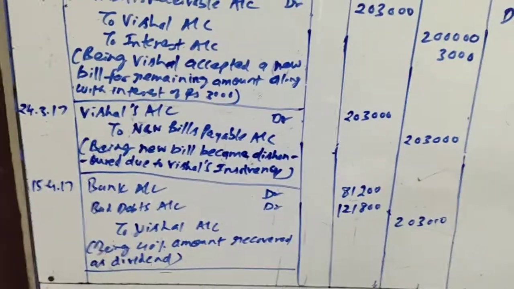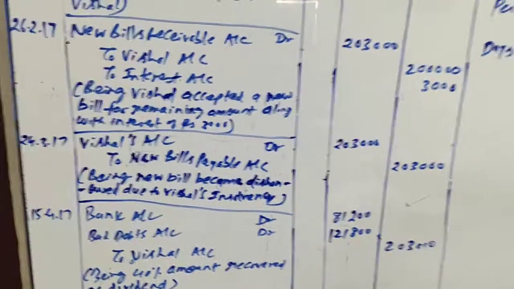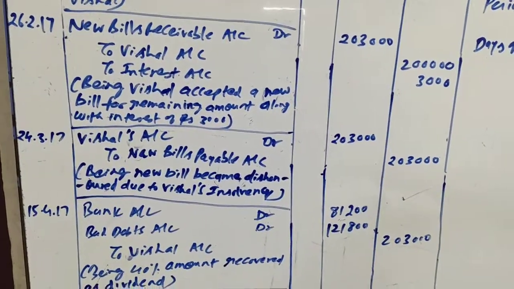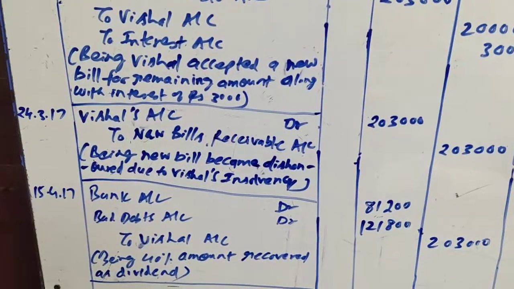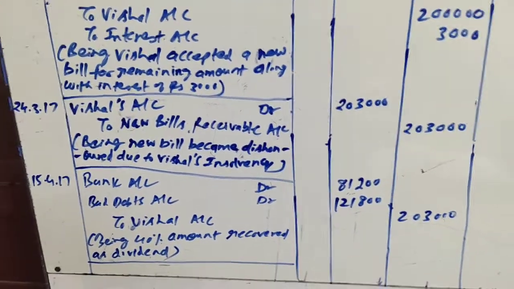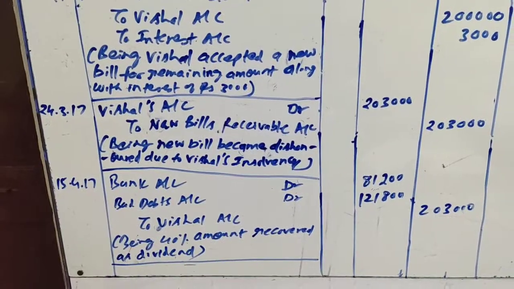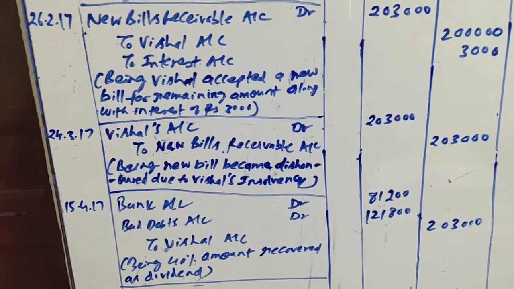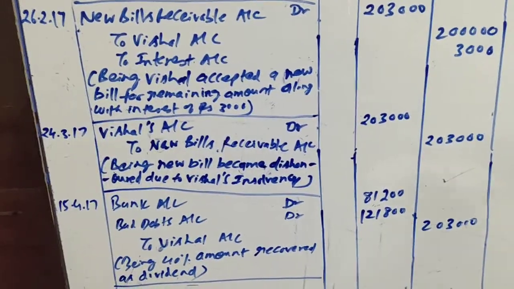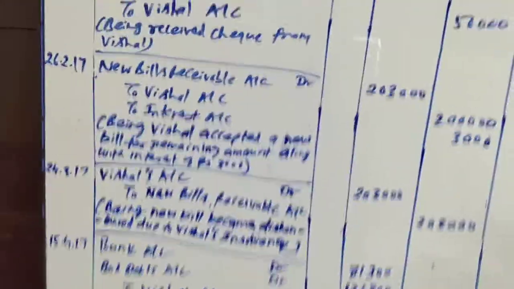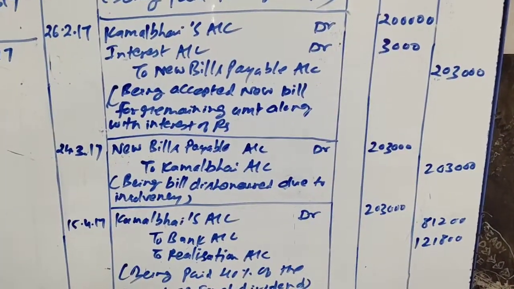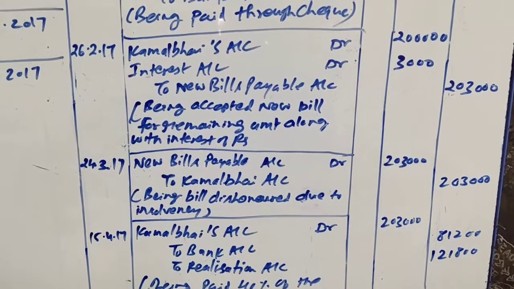In the books of Kamal Bhai, Vishal account debit to new bills receivable account 2,03,000, being new bill becomes dishonored due to insolvency of Vishal. An entry for the same in the books of Vishal will be new bills payable account debit to Kamal Bhai, being bill dishonored due to insolvency.